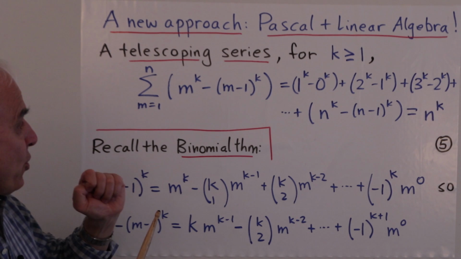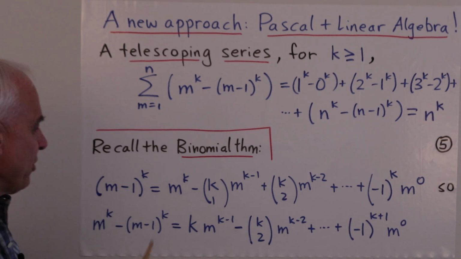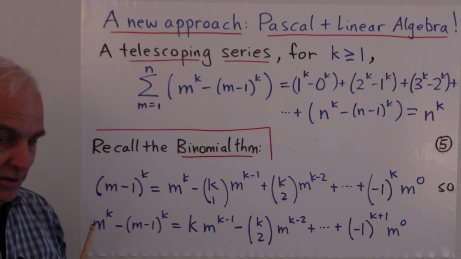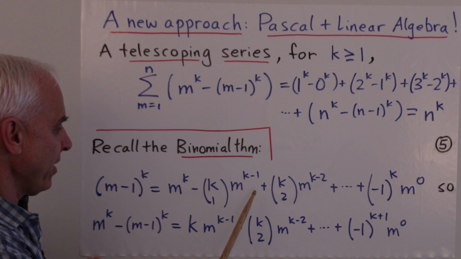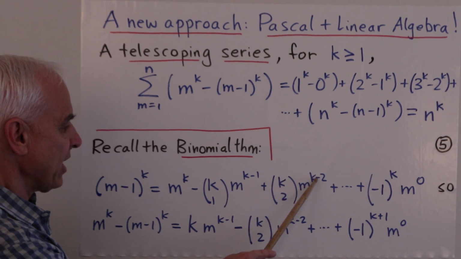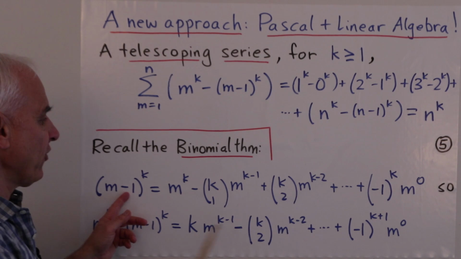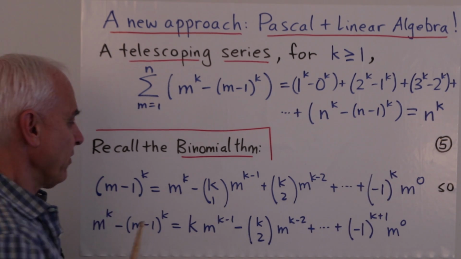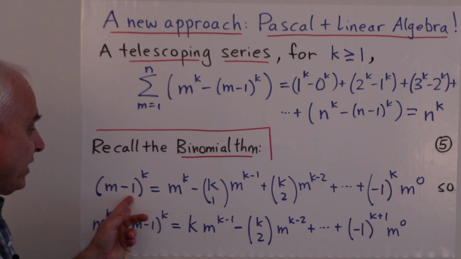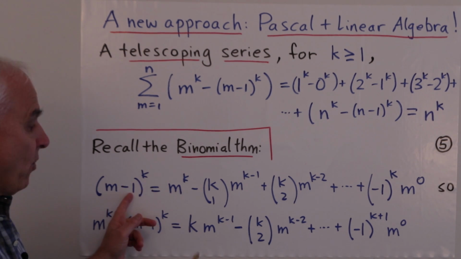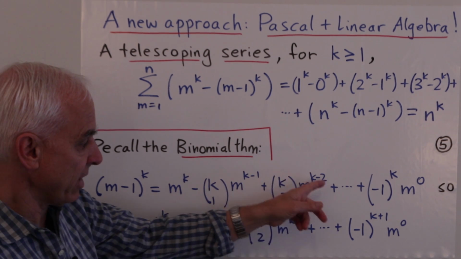So to exploit this, we're going to have to look at how we expand this thing out using the binomial theorem. So the binomial theorem says that m minus 1 to the k is m to the k minus k choose 1 m to the k minus 1 plus k choose 2 m to the k minus 2, and so on, up to the final term, which is going to be minus 1 to the k times m to the 0. So the powers of m decrease, the powers of minus 1 increase, so it's minus 1 to the 0, minus 1 to the 1, that's why we have a minus sign, minus 1 squared, then minus 1 cubed, etc.